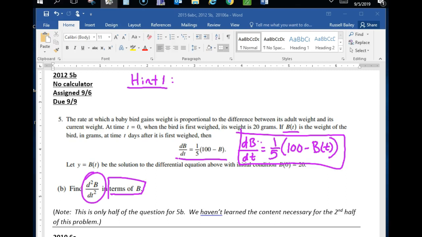All right, so the first thing you should have done to simplify is just distribute. 1/5 of 100 is 20, and then we have 1/5 b of t, right? And that's our derivative of b with respect to t. Okay, now we want to find the second derivative. All right, so here's your helpful hint number two.